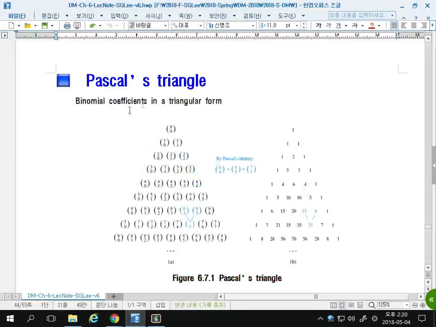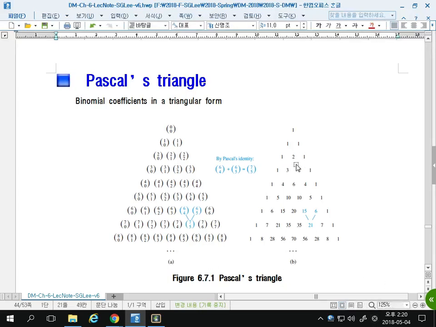This is a Pascal's triangle. And Nabil, you must have seen this. Okay, here you see 1, 2, 1, 1, 3, 3, 1, 1, 4, 6, 4, 1, 1, 5, 10, 10, 5, 1. These exactly match the coefficients of the binomial polynomials, isn't it?